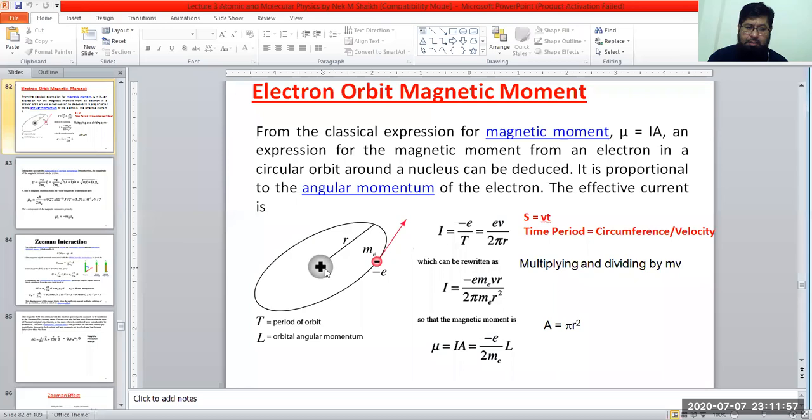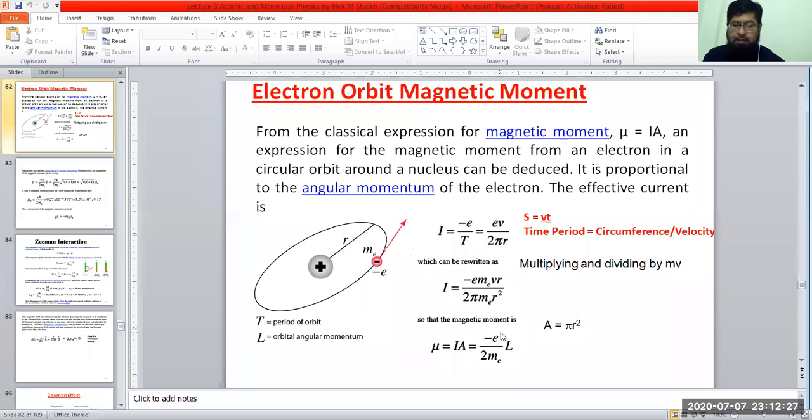The direction of the magnetic moment can be found by using the right hand rule. The thumb points in the direction of the magnetic moment, and the curved fingers of the right hand indicate the direction of the rotation of the electron in the plane. So we have seen that the magnetic moment is equal to minus e over 2m times L, where L is the angular momentum. This is what we discussed yesterday.